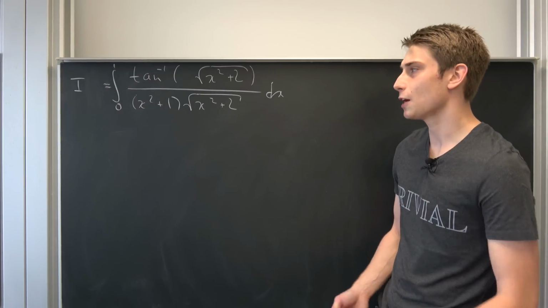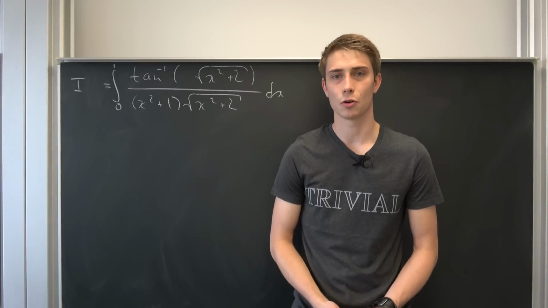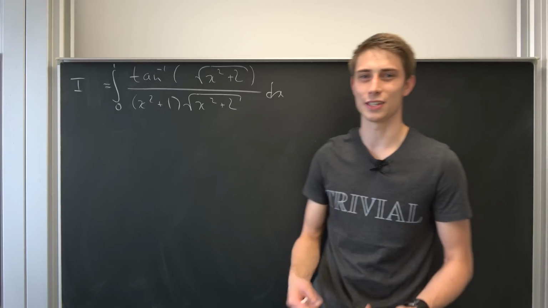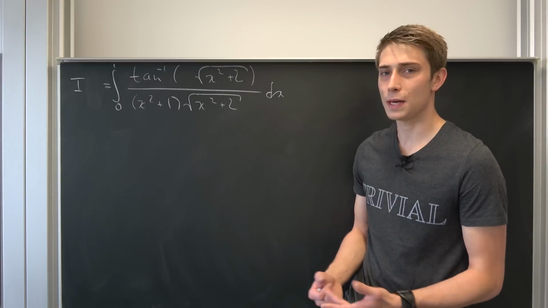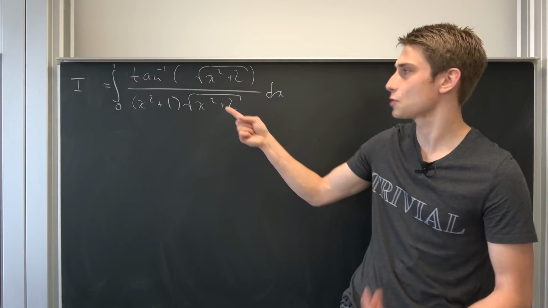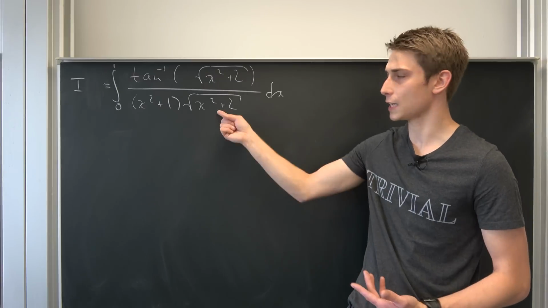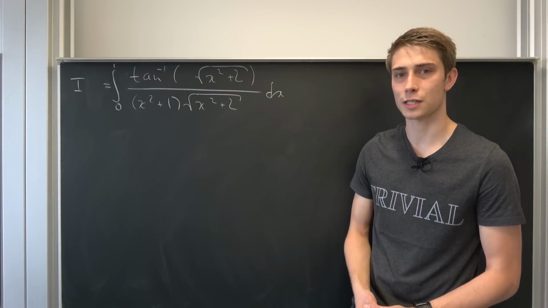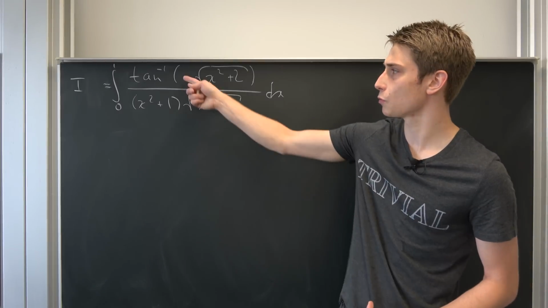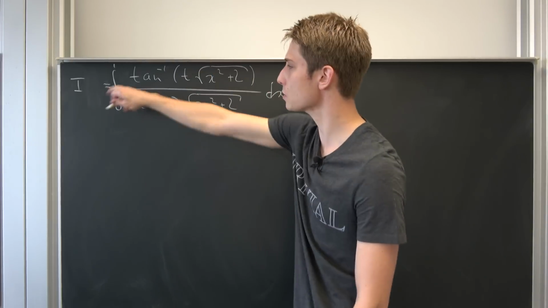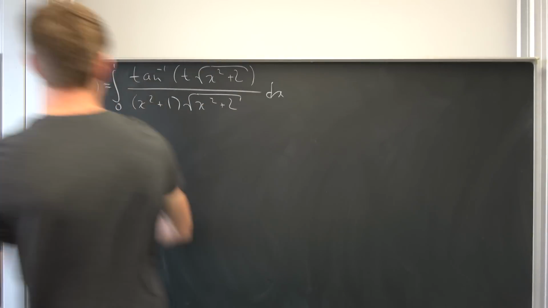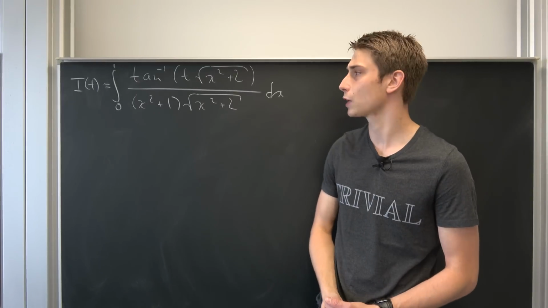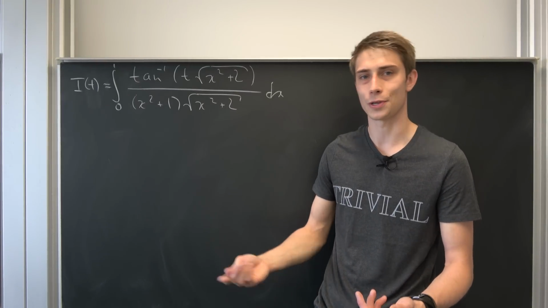Well, it would be nice to get rid of the square root right here because integrating square root stuff, also in the denominator, isn't quite cool. So it would be nice to get the square root of x squared plus 2 in the numerator somehow, so that they cancel out. And there are ways to do this, because if we introduce a parameter, for example a t, into here, and make this integral a function of t, then we could just differentiate it using the fundamental theorem of calculus, and then we would be fine.